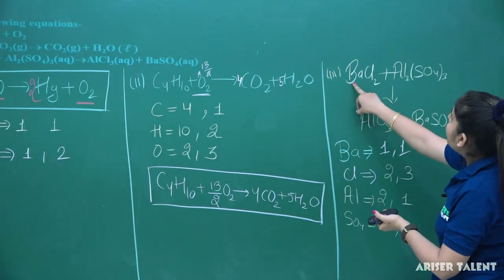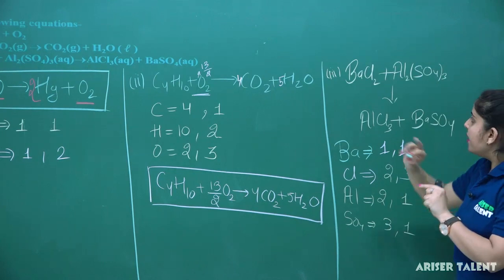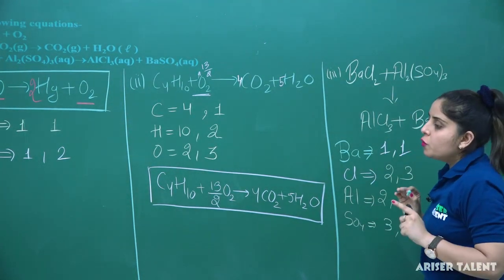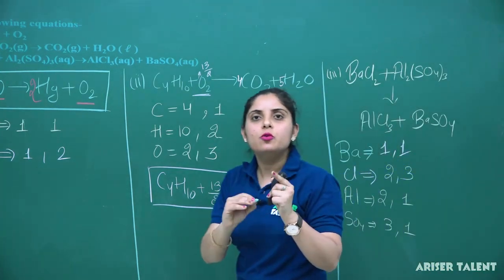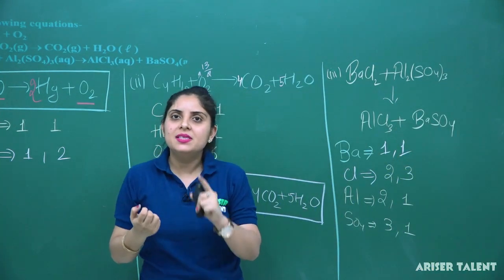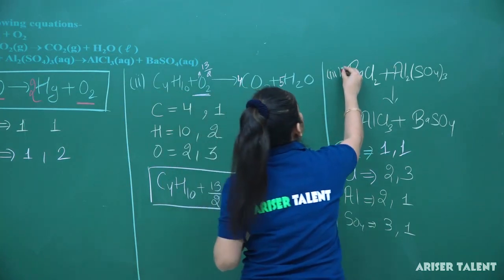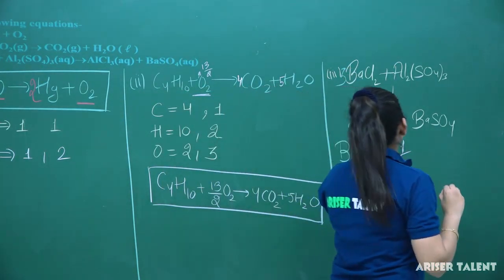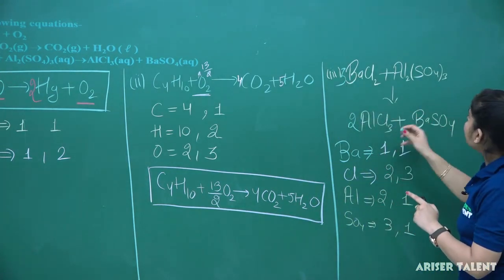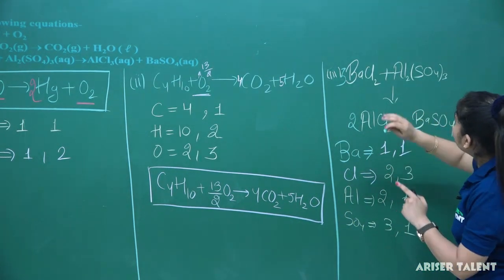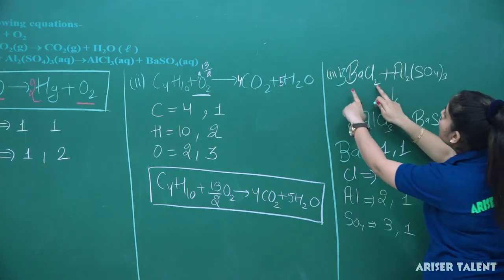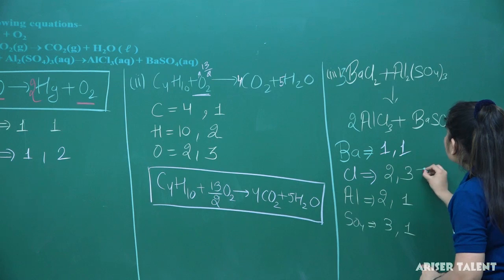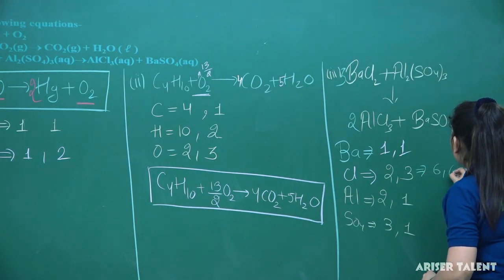Firstly, we have Ba1, that is correct. Cl2 here is 2 and Cl3 here is 3. So we can't make 2 a 3 and 3 a 2. So the LCM will be 6. So I will put 3 over here and 2 over here. Now the barium will be 3, so I have to put 3 over here. But firstly we will balance the chlorine atoms. 2 into 3, 6, 3 into 2, 6. So the chlorine atoms are balanced as 6, 6.